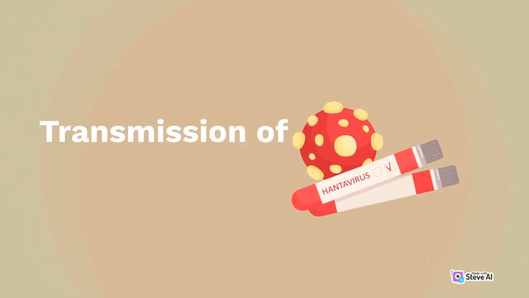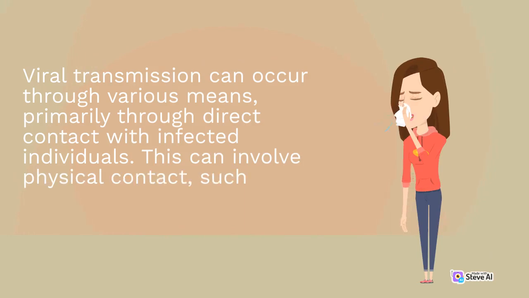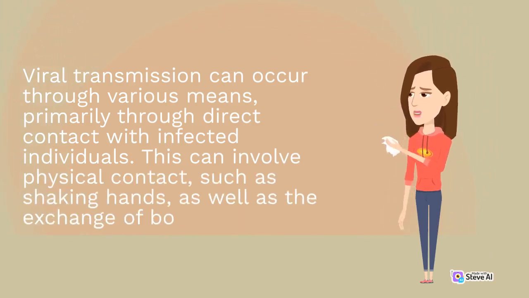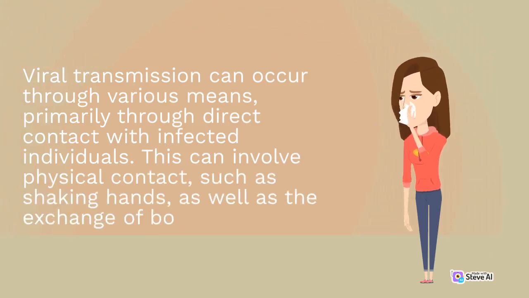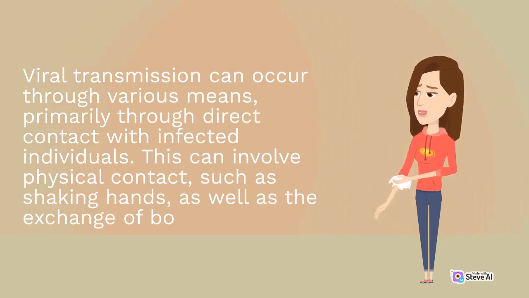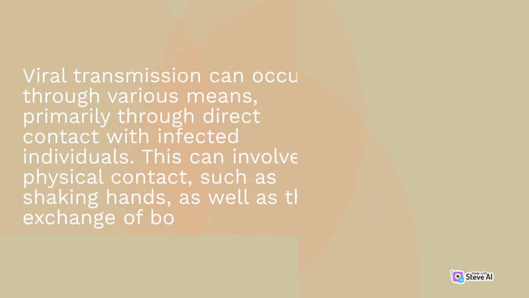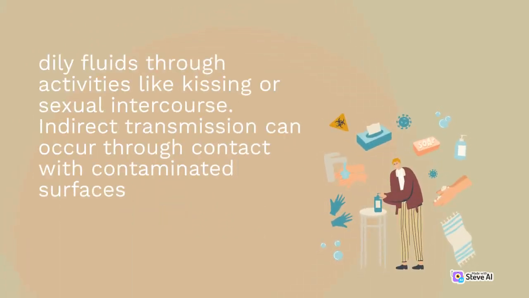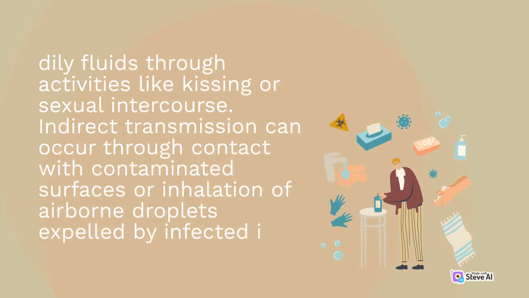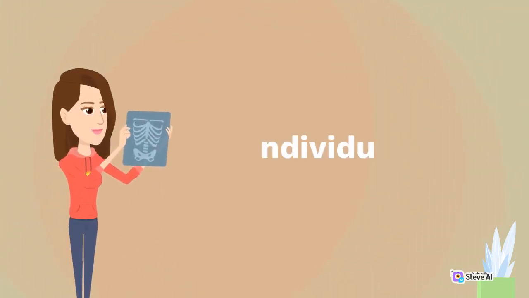Transmission of viruses. Viral transmission can occur through various means, primarily through direct contact with infected individuals. This can involve physical contact, such as shaking hands, as well as the exchange of bodily fluids through activities like kissing or sexual intercourse. Indirect transmission can occur through contact with contaminated surfaces or inhalation of airborne droplets expelled by infected individuals.